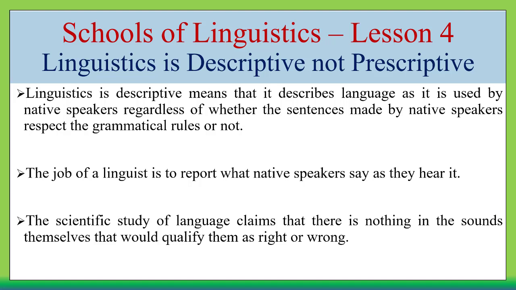If they make mistakes, because there are some varieties of English, for example, in the United States, if you look at their grammar, I mean, their grammar is full of mistakes. But still, this is how these people speak, okay? So according to linguistics, their language is perfect. There is nothing wrong about their language, right?